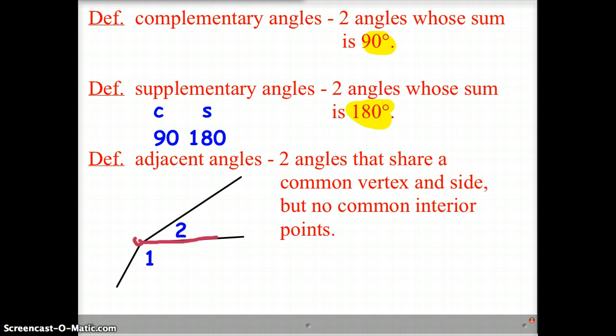And what's meant by common interior points, that would be if you had something like this. You can't say that this angle is adjacent to this angle. Even though they are side by side, you can't say that they're adjacent because they share all this common space in the middle. So these are not adjacent angles, but these are.